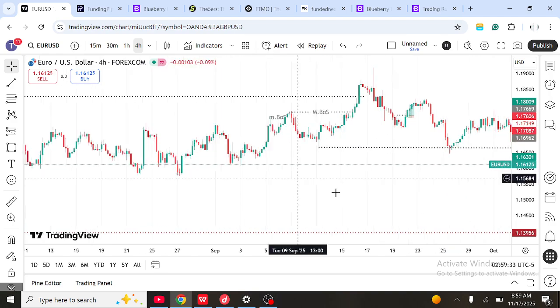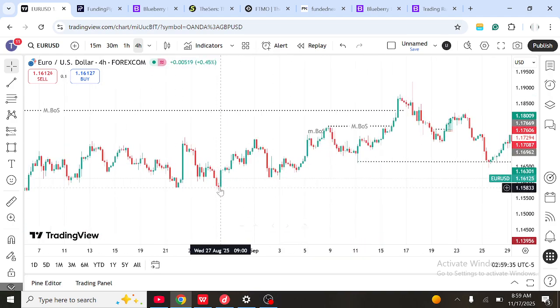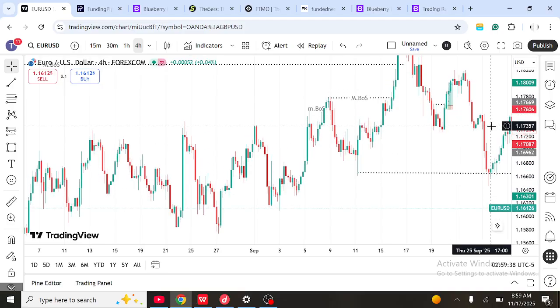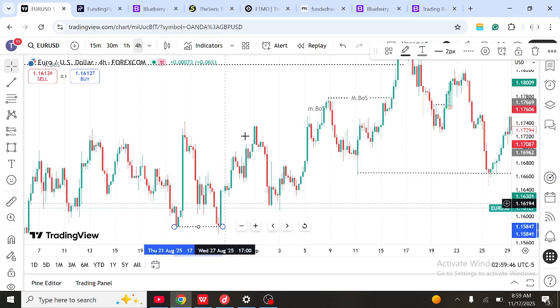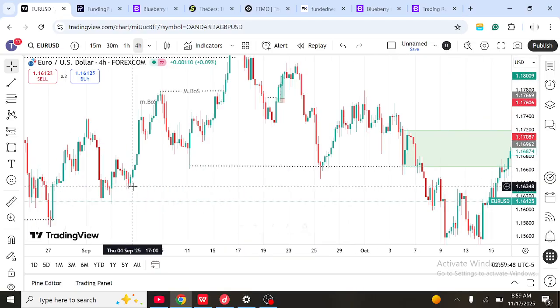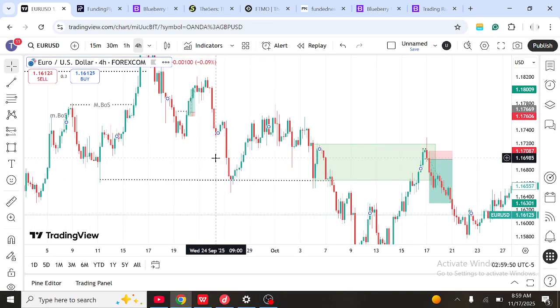Look at it. This low was taken out with a wick. Can you see that it was taken out with a wick? And when that happens, the same entry model, I'll go to 15-minute time frame, and then I'll look for my fractal confirmation for entry. All right, very, very simple.